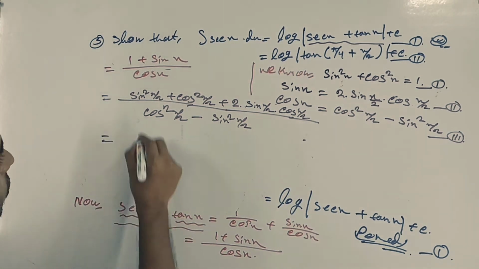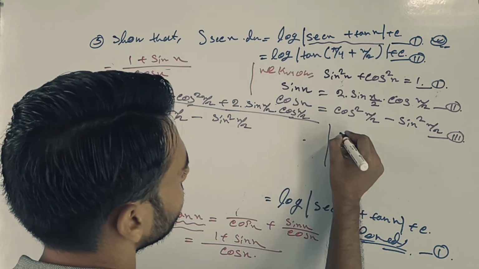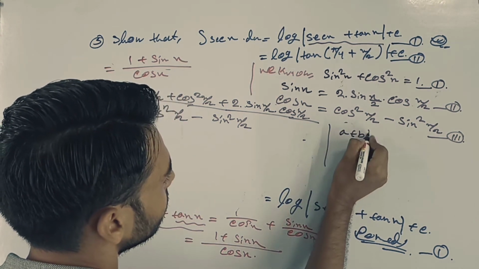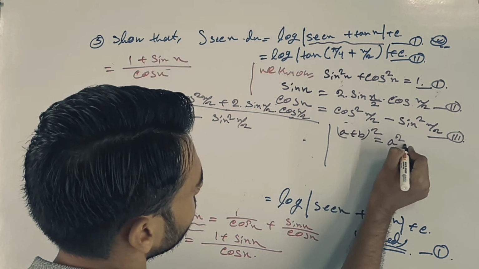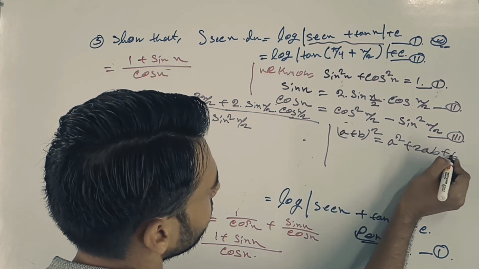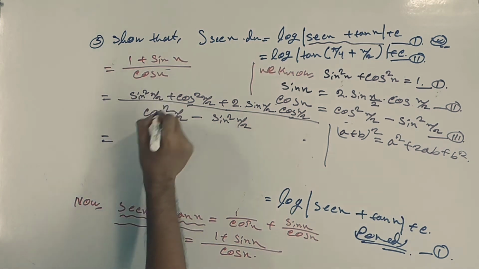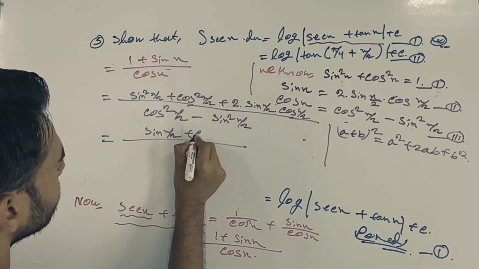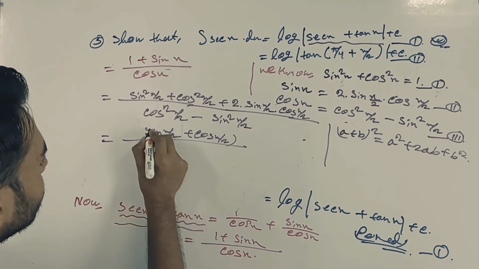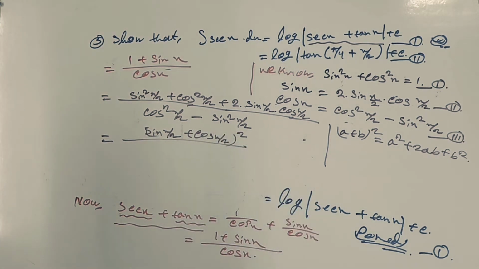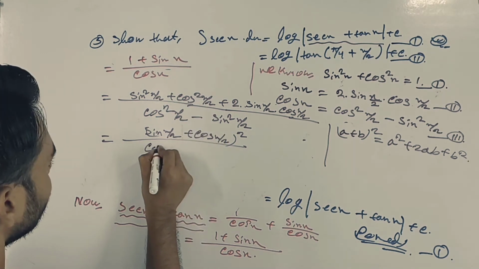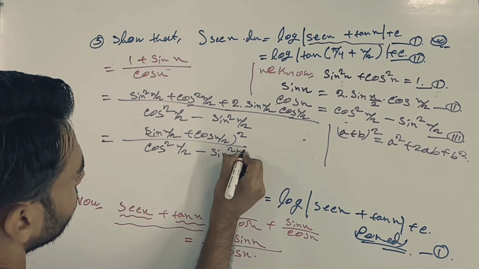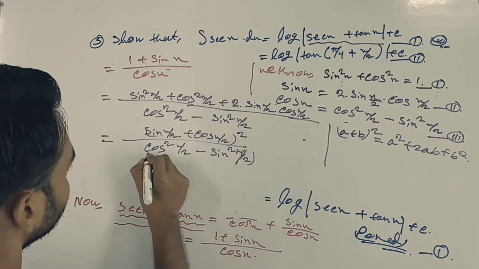And now that's equal to, also from this function, (a + b)² equals a² + 2ab + b². Here sin²(x/2) is a² and cos²(x/2) is b². So now (sin(x/2) + cos(x/2))² is the numerator, and the denominator is cos²(x/2) − sin²(x/2), that's it.